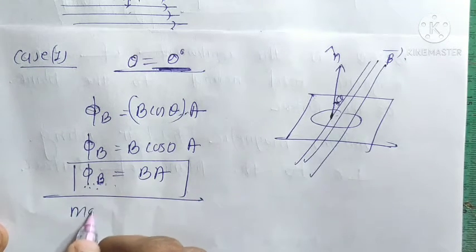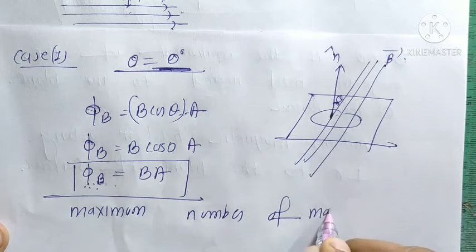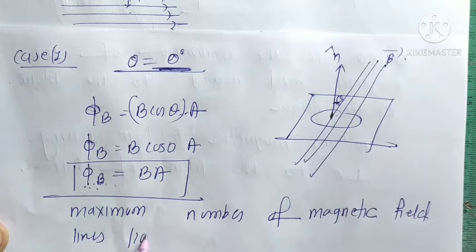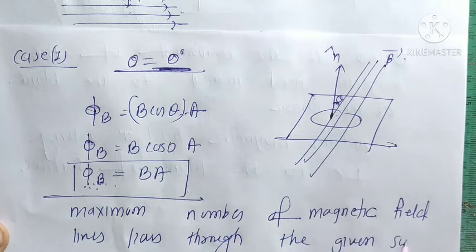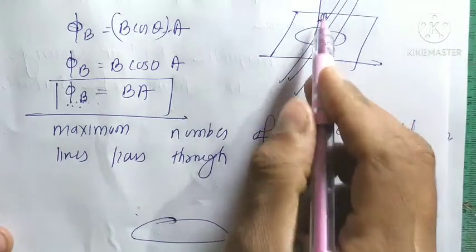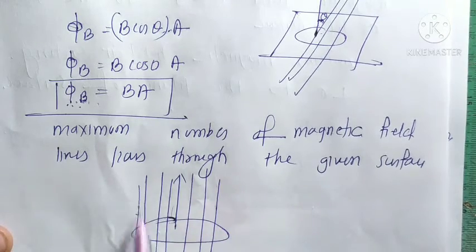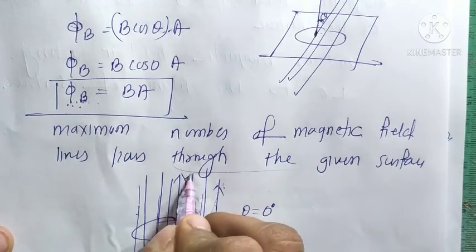Here we can write that the maximum number of magnetic field lines pass through the given surface. In this case the magnetic field is normal to the surface, so the maximum number of magnetic field lines pass through this surface. Here theta is equal to 0 degrees, and this is the normal n.